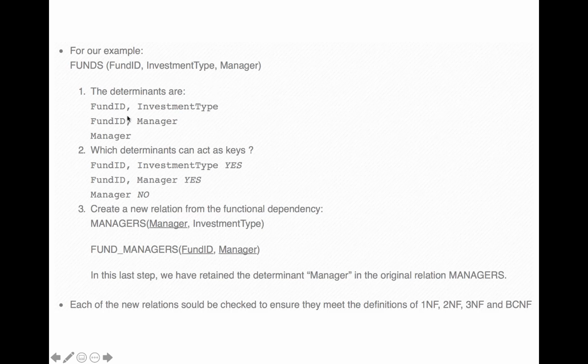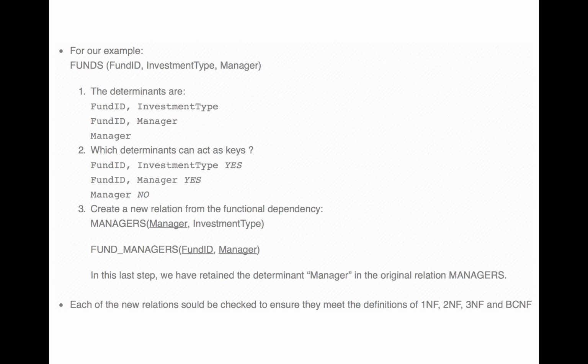So for our example, the determinants are the following. This is like doing what we said before, but in a more organized way. These are the determinants of the functional dependencies. We're saying that this can be a candidate key, this can be a candidate key, but manager cannot be a candidate key. So what we do is create a new relation that contains manager and investment type, and another one that contains fund ID and managers.